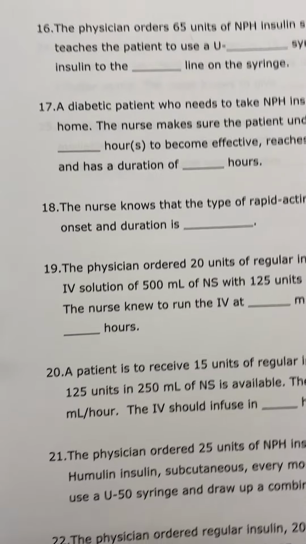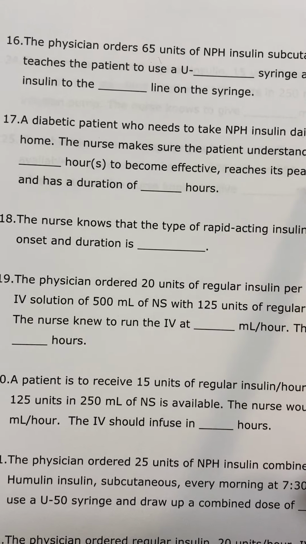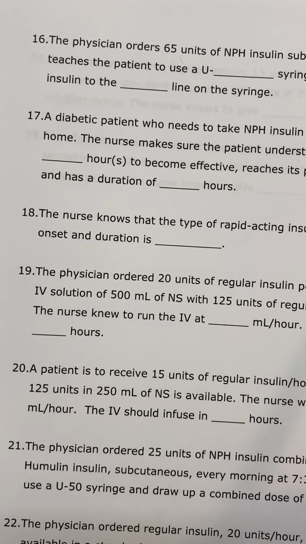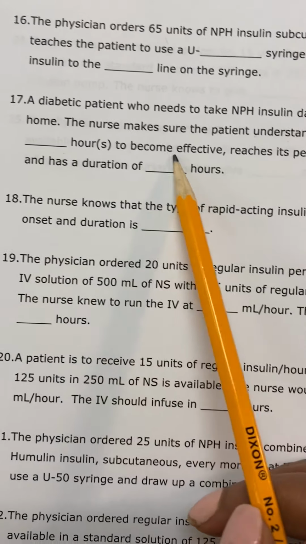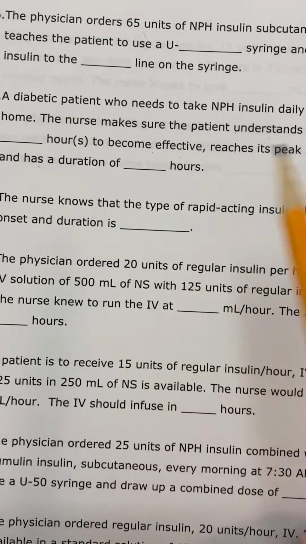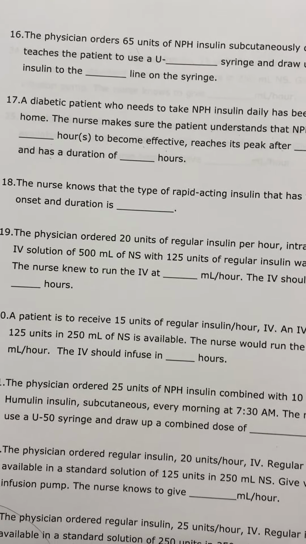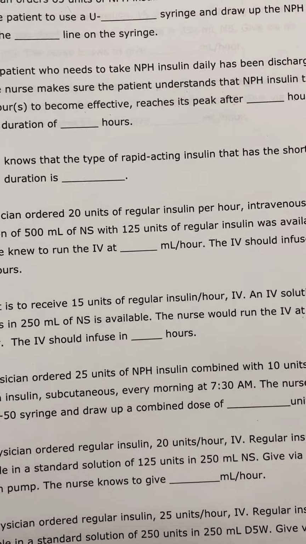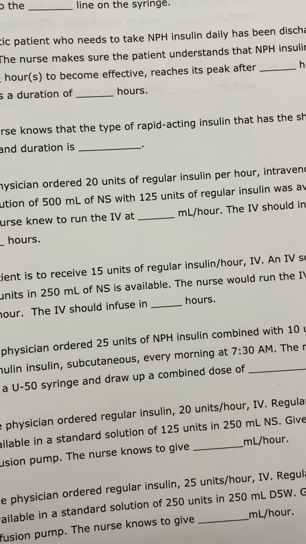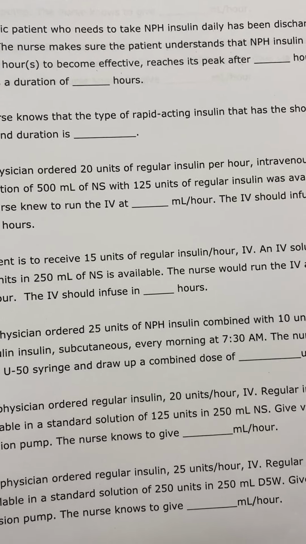Okay, let's go to 17. A diabetic patient who needs to take NPH insulin daily has been discharged to home. The nurse makes sure the patient understands that NPH insulin takes how many hours to become effective, reaches its peak after how many hours, and has a duration of how many hours. I want you to go back, that's definitely in your text. You might say, Ms. Thomas, I read the text, but I can't really remember what hours I need to go to. Well, I'm here to help you.